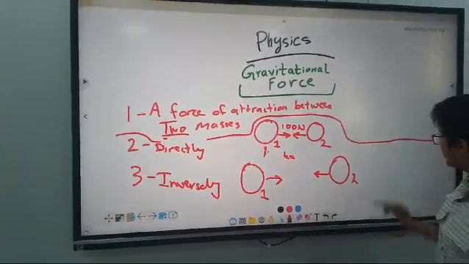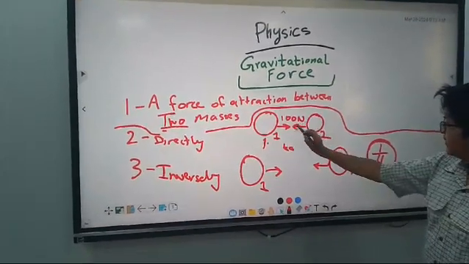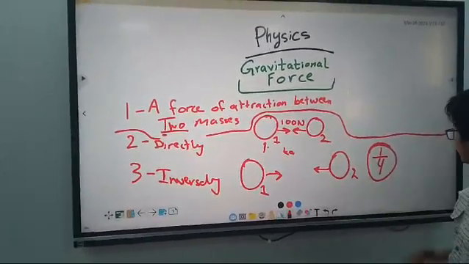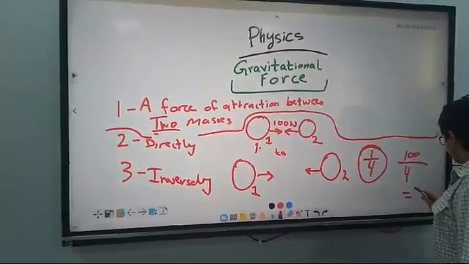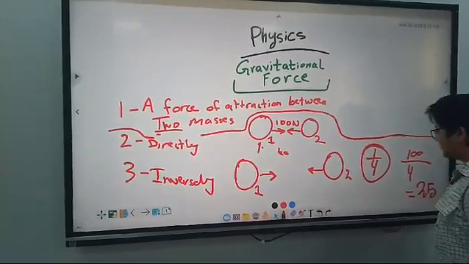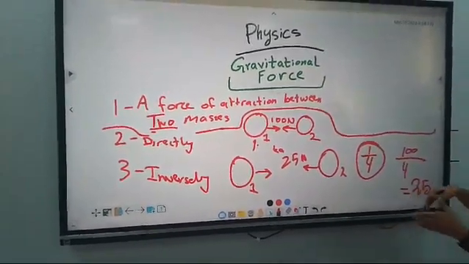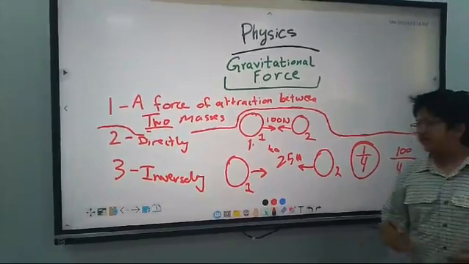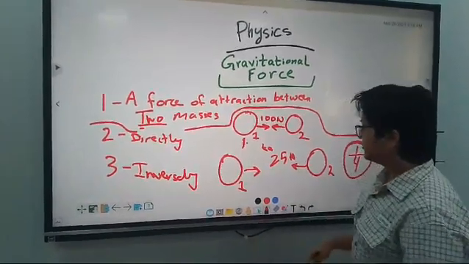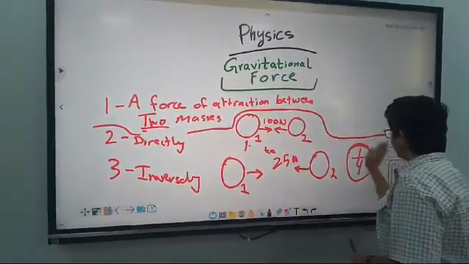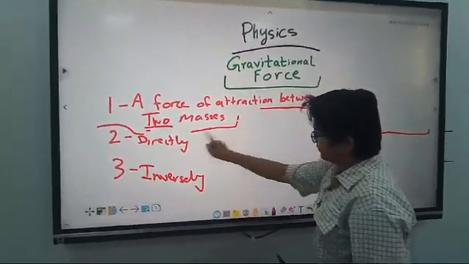And always it will decrease by 1 over 4, it will decrease 4 times. So here the gravitational force was 100 newtons, so here it will decrease 100 over 4, it's going to be 25. So here it will be 25 newtons. So it will decrease by 1 over 4. But if I decrease the distance, then the force will increase by 4. So that's the relationship.